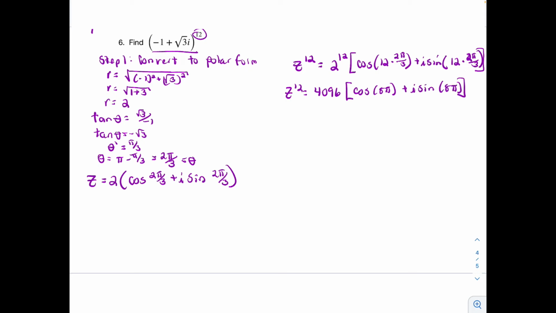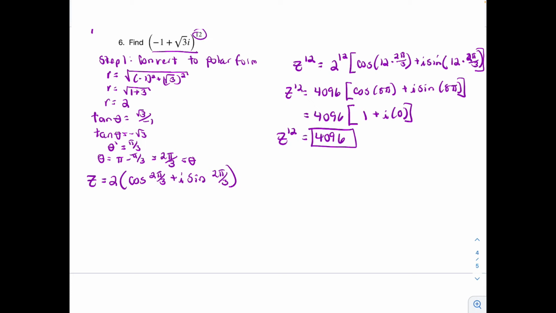And then finally, we know cosine of 8 pi is simply equal to 1, because it's the same as cosine of 2 pi. And sine of 8 pi is equal to 0. And so our answer is simply the number 4,096 is what z to the 12th power is equal to.